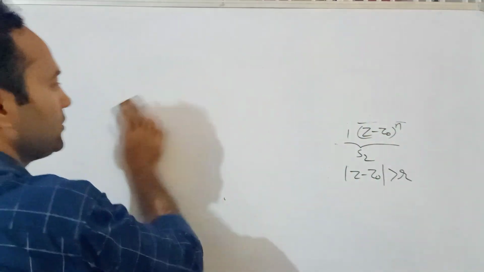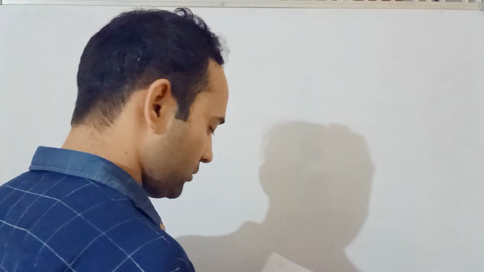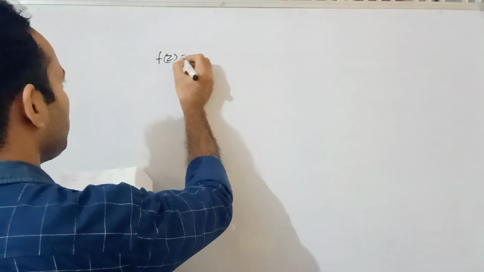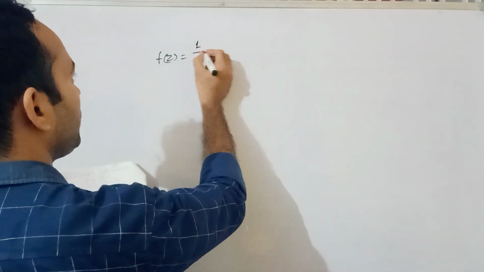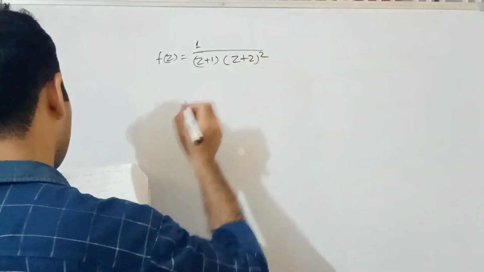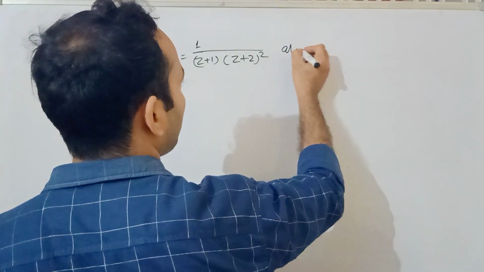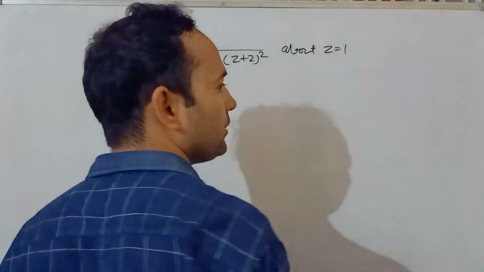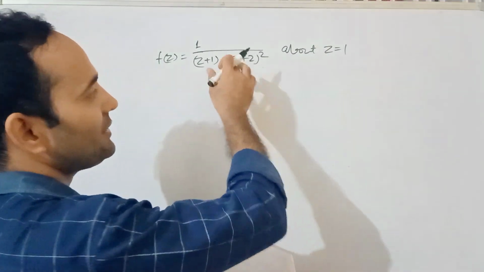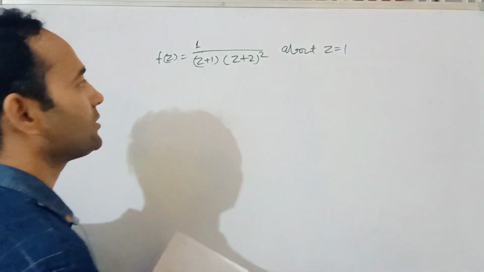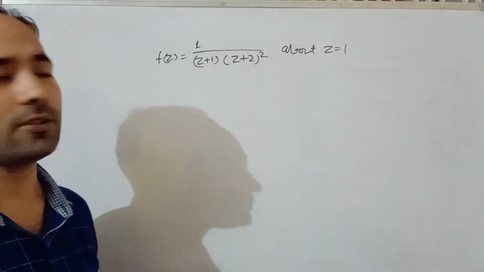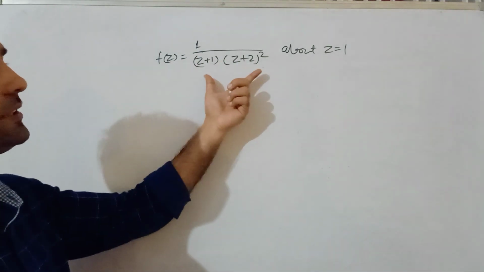Now let me take the example. f(z) is equal to 1 upon (z plus 1)(z plus 2) whole square, about z equal to 1. Now you have to find the Laurent series or Taylor series expansion about z equal to 1. Tell me one thing: is this function analytic at z equal to 1? Yes, of course, at z equal to 1 the denominator is not 0.